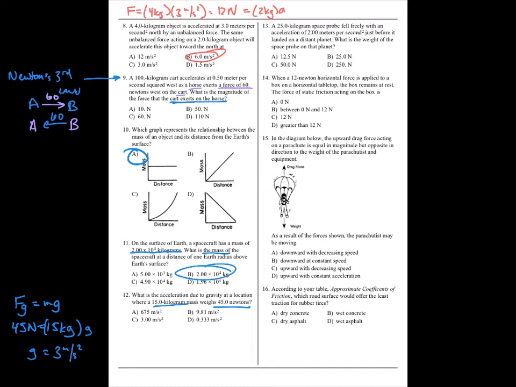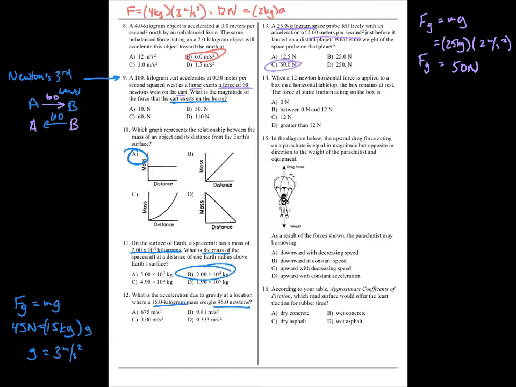Number 13, same idea, we're still on a different planet. 25 kilogram object with an acceleration due to gravity of 2 meters per second squared. We're looking for weight this time. 25 kilograms times 9.8, oops, not 9.81. I made a rookie mistake. Times 2 meters per second squared equals 50 newtons. So that's the weight now on this distant planet. Actually very light compared to Earth.